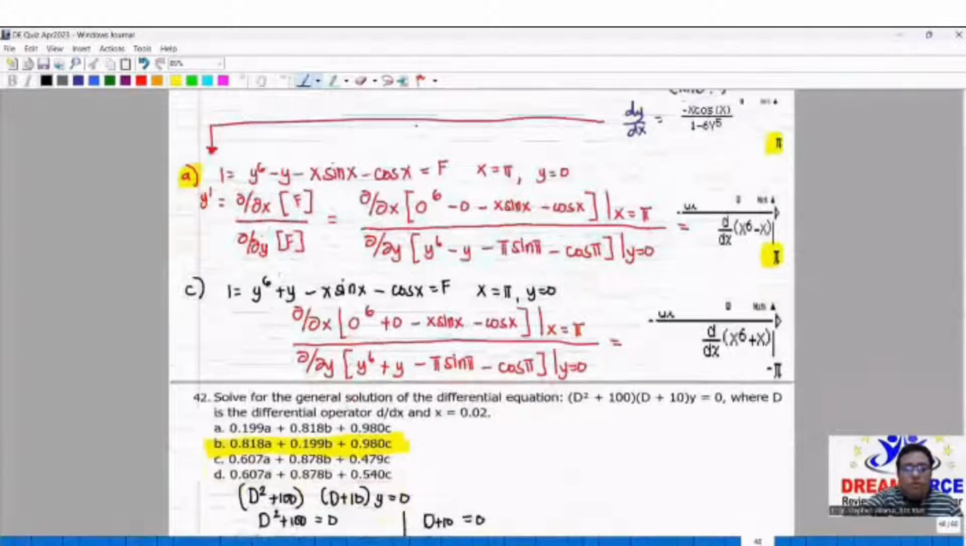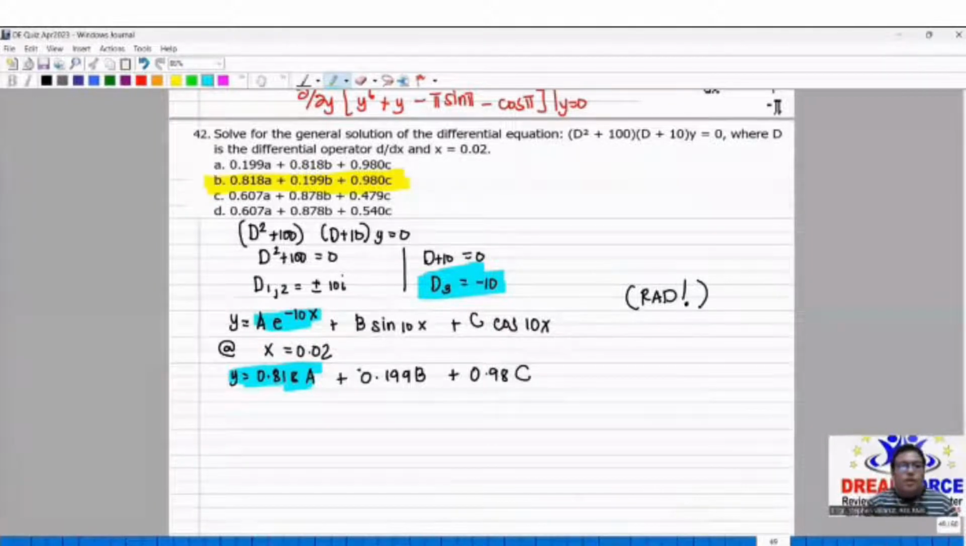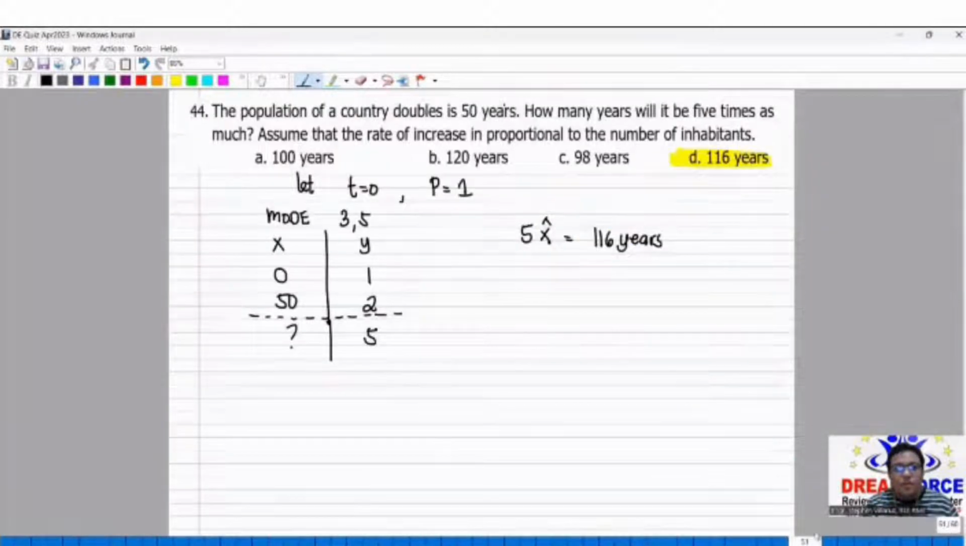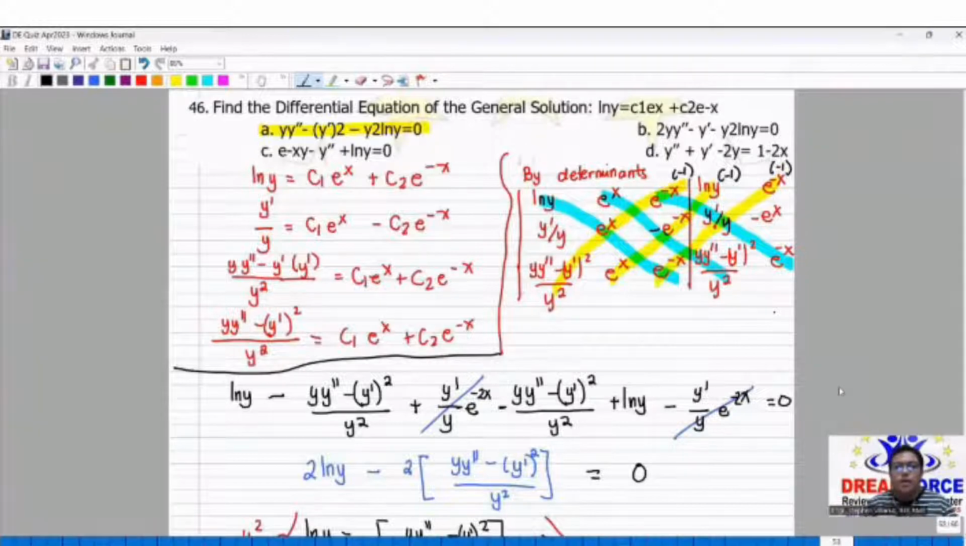Okay, number 42. Boy. So, dapat po mauna yung real part natin dito, no? Kasi siya lang yung totoong number. Okay? So, dapat yung A natin is 0.818. Letter B. Boy. Next. Number 43. Dog. Exponential growth and decay. Next. Number 44. Exponential growth and decay. Dog. Mode 35. Next. Number 45. Cat. Next. Number 46. Apple. Part 1. Part 2.